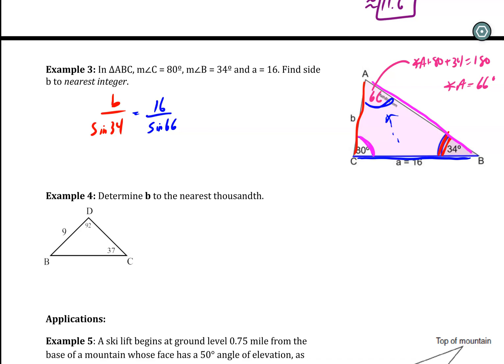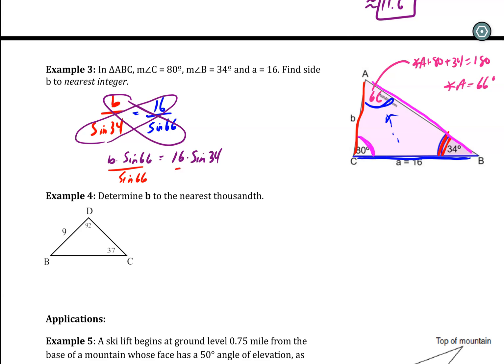So just a little extra part there, but again, nothing dramatic. You just have to know that you have to do the little extra work there. So B times the sine of 66 is equal to 16 times the sine of 34. We're going to divide each side by sine of 66. So ultimately, B is going to equal 16 times the sine of 34 divided by the sine of 66.